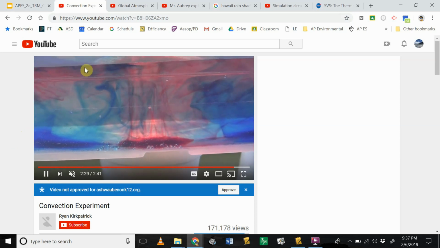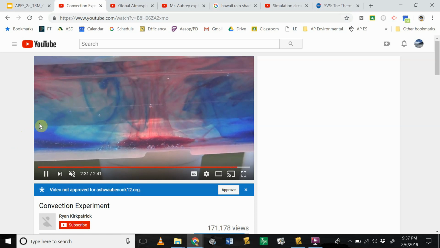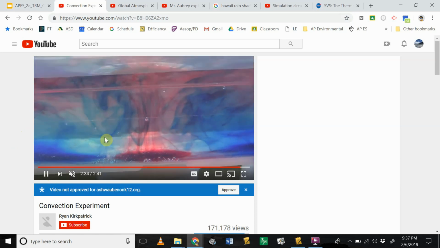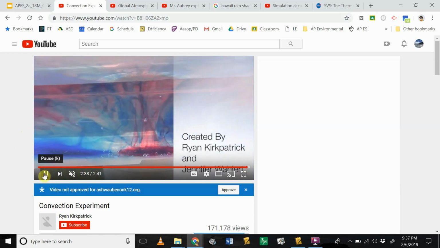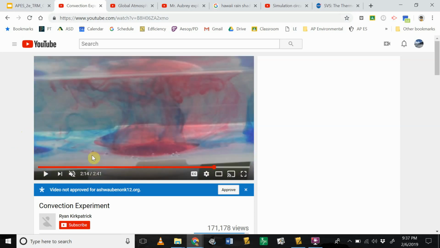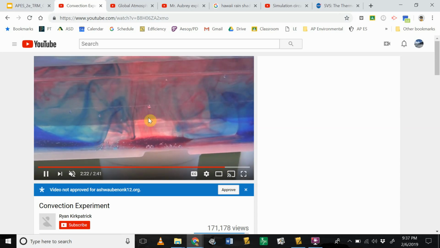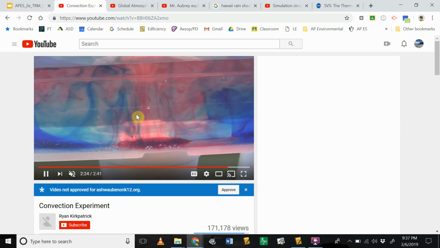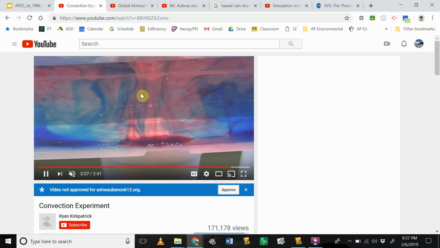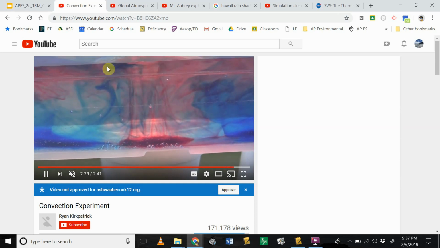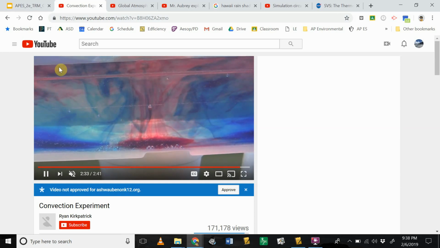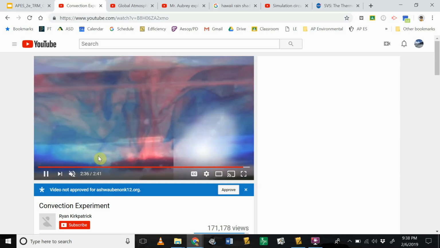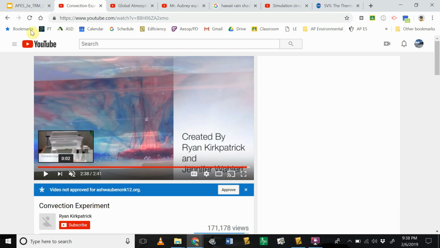And as that is rising, we have this cooler water over here that's not heated coming in to replace it. And then you can see that as that cooler water hits this hot spot, it is also getting heated and it's rising. Okay? And so we have a convection current. Hot air is rising, and then it gets displaced over here. It cools, comes down, hits the hot again, and rises back up.